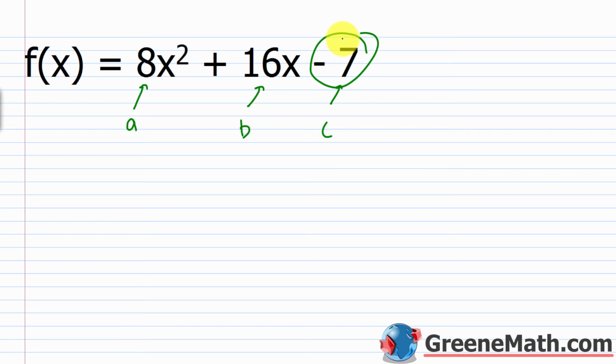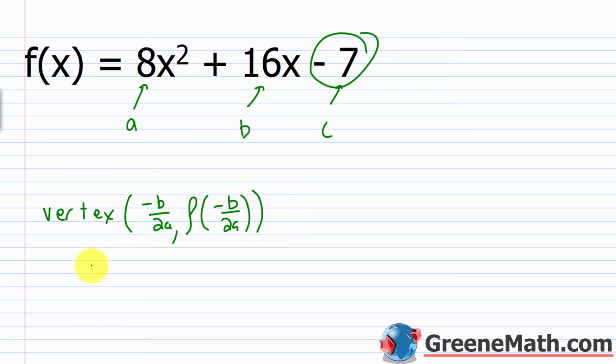Okay? So I want to find the vertex. So the vertex occurs at negative b over 2a, comma, f of negative b over 2a. Okay, so what's negative b? B here is 16, so negative 16 over 2a. A is 8, so 2 times 8 is 16. Negative 16 over 16 is -1. So the vertex occurs at -1, comma. Then what I want to do, I want f of negative b over 2a. We know negative b over 2a is -1, so we want f of -1.